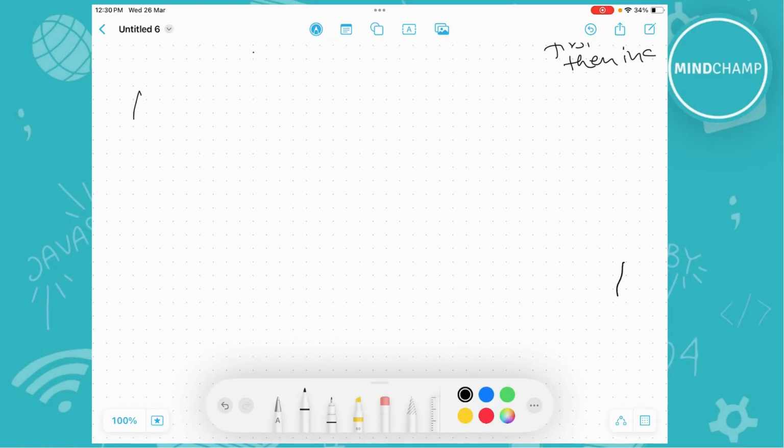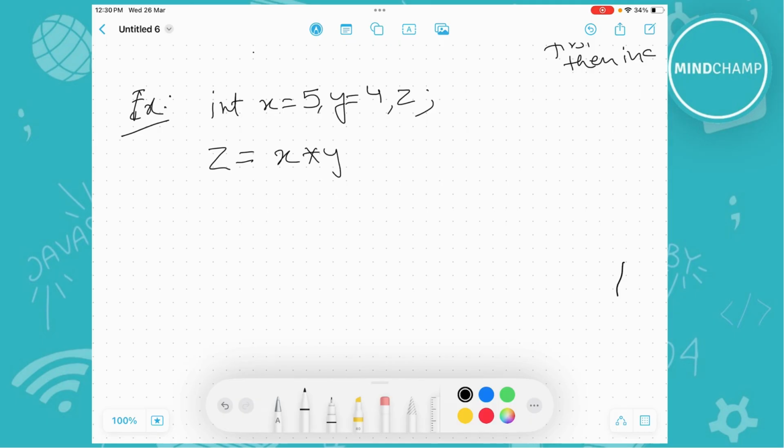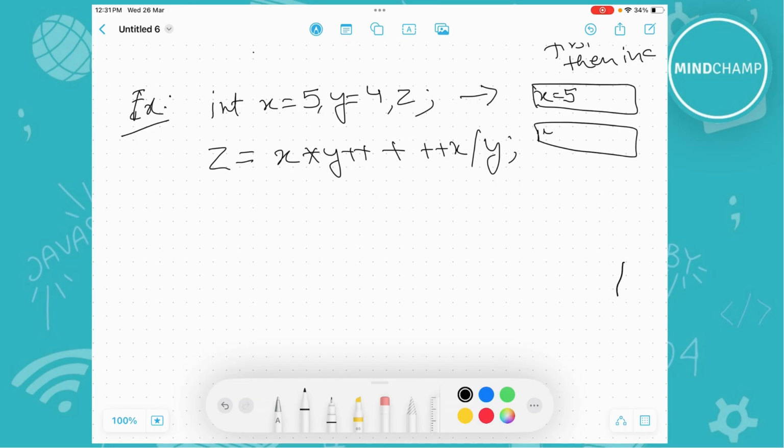Let's say you have an example: int x is equal to 5, y is equal to 4, and z declared and initialized like this. Then we have an expression like this: z equals x multiplied by y plus plus, plus plus x divided by y. So you have to calculate the value of z. Now when this statement gets executed, in the memory x is 5, y is 4.